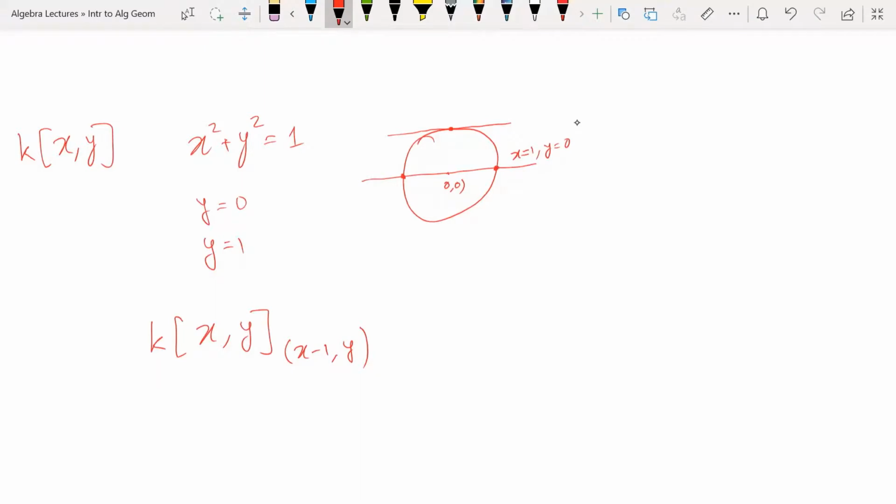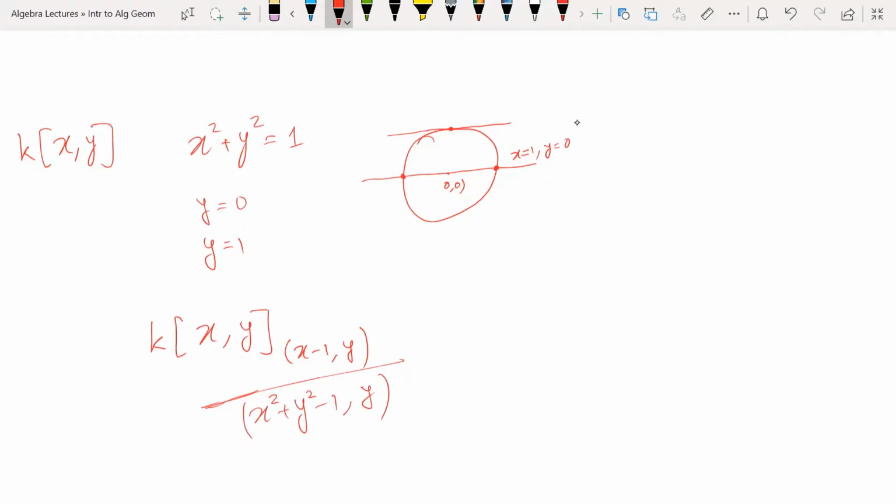I'm looking at this point in the affine plane, but I want to look at it as an intersection of these two curves, so as a point in this algebraic set. To get that algebraic set, I have to mod out by these equations: you go mod x squared plus y squared minus 1, and you go mod y equals 0. So this is what we get.